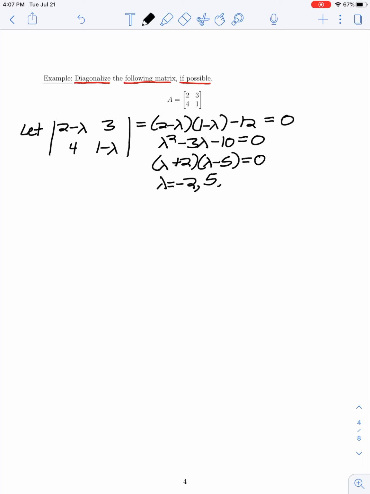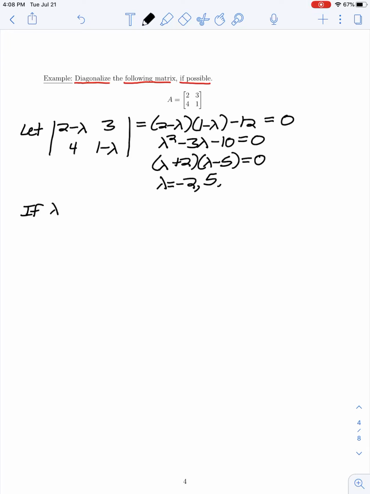So we've got our eigenvalues, and we need to find a set of linearly independent eigenvectors. So the diagonalization theorem says as long as we have 2 linearly independent eigenvectors for this matrix, since it's 2 by 2, then it is diagonalizable. So let's consider finding eigenvectors for these eigenvalues.